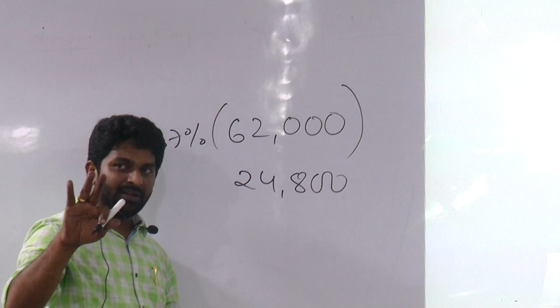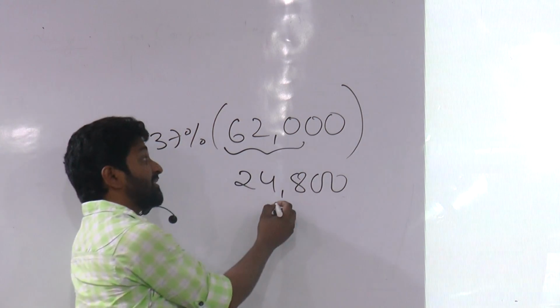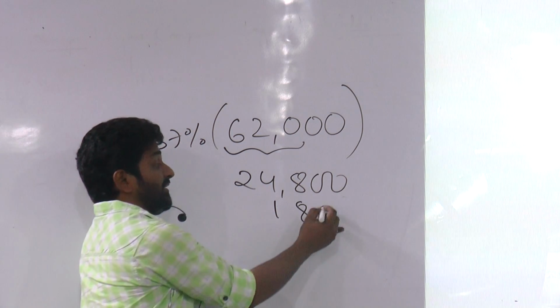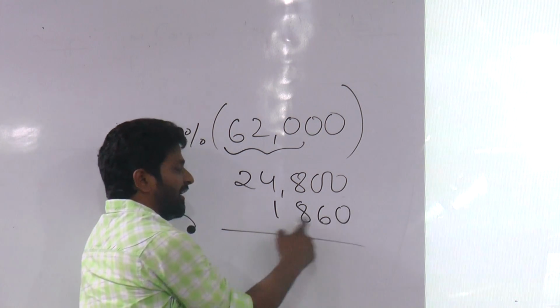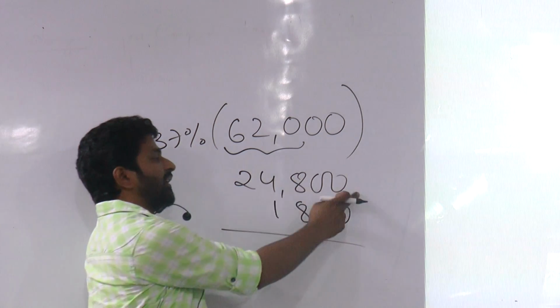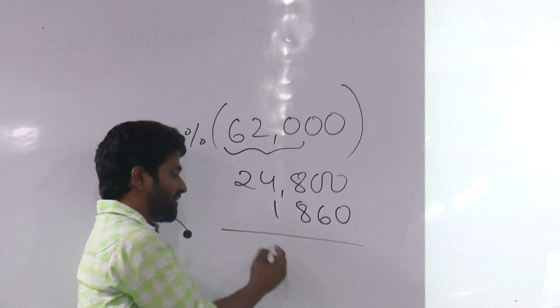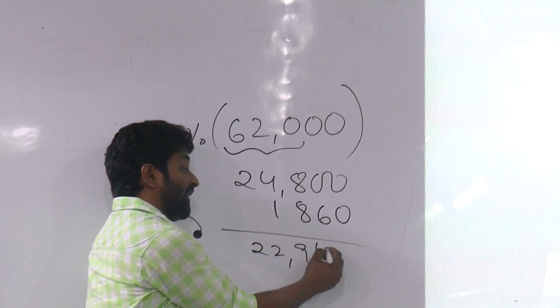But you need to calculate 37% only. So need to subtract 3%. 1% is 620, 3% is 1860. Let me divide 1860 as 1800 and then 60. First subtract 1800. You'll have 23,000. Again you need to subtract 60. That will be 22,940.